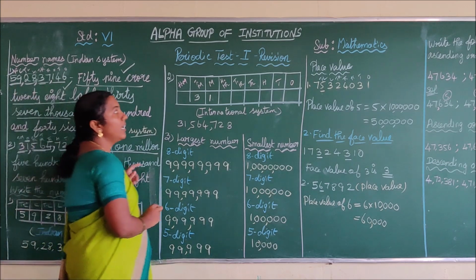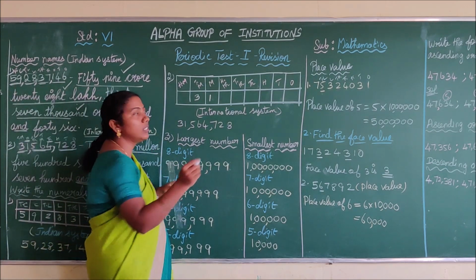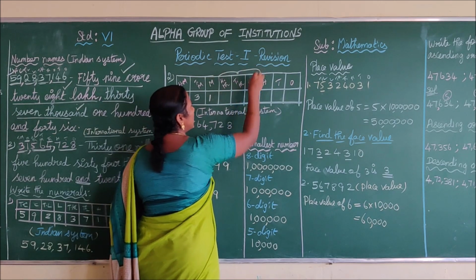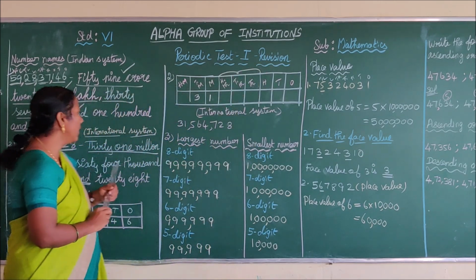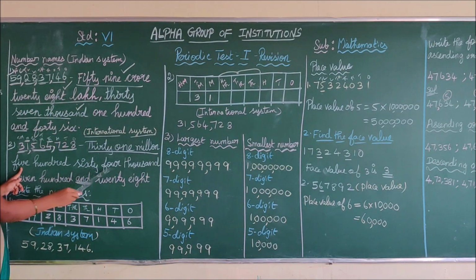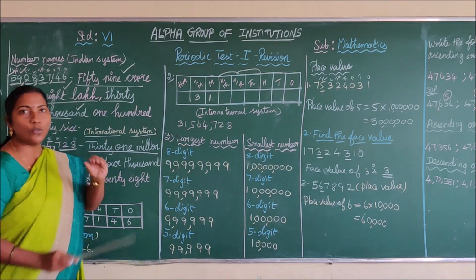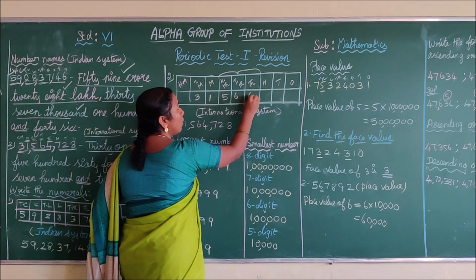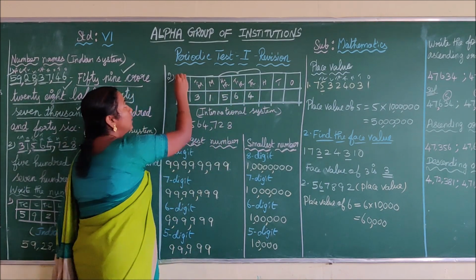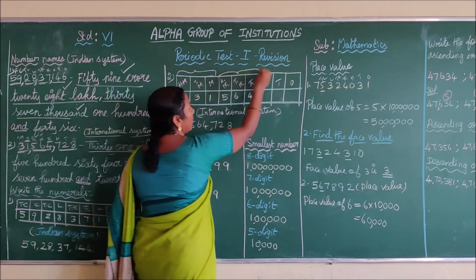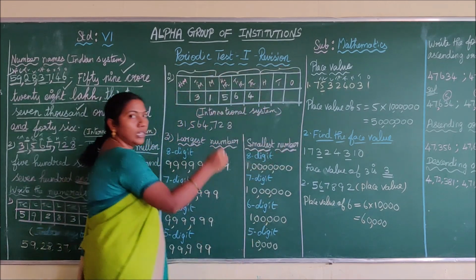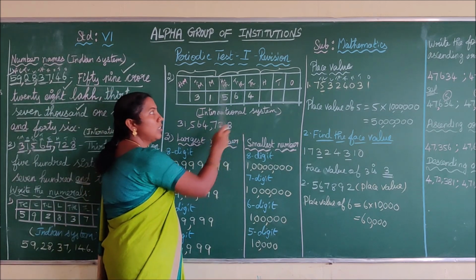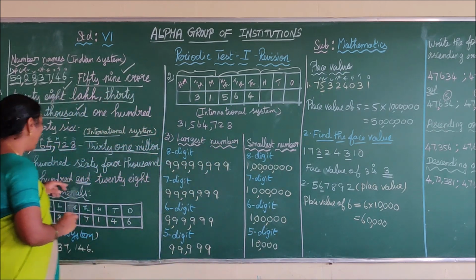564,000. Where is your place value? Thousands here. So you have to use these 3 boxes. 564. So you have to write 564. Is it clear, children? This is one period, this is one period, and this is the next period. Thus we have written 564 in the thousands period. And read the next number.